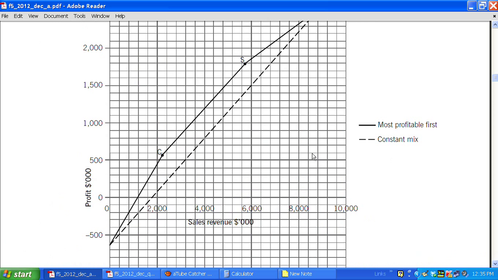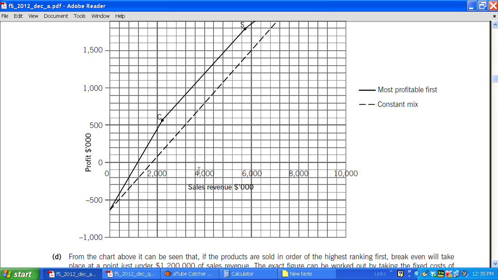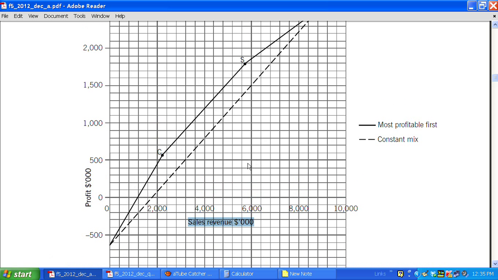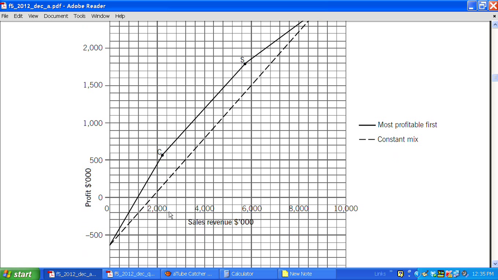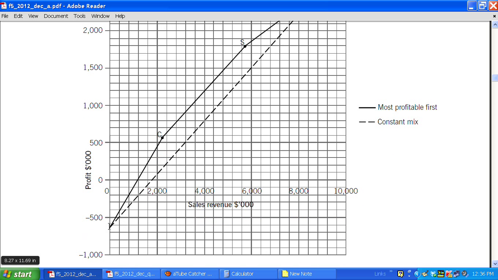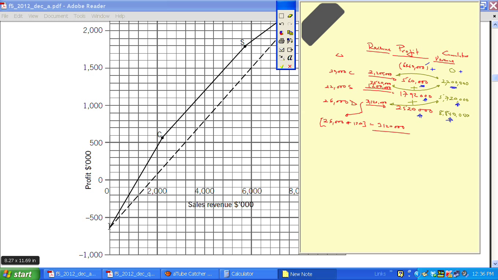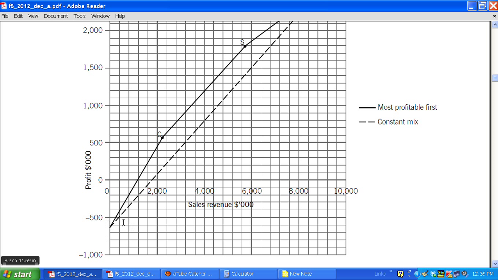Okay, this is how the graph looks. So you have sales revenue on one axis and profit on the other axis. Remember, we are starting with negative 640 when the revenue is 0. Remember this value, negative 640 versus the revenue of 0. So that's a negative figure down, where the mouse is rotating around.